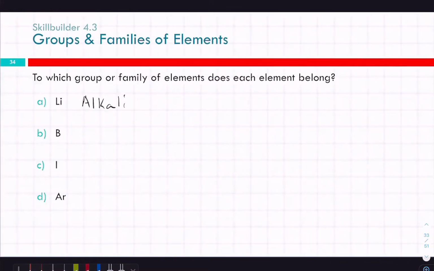So what group is boron in? 3A. I know what I was asking for there wasn't super clear. What about iodine? It's a halogen, yeah. And argon? Noble gas.